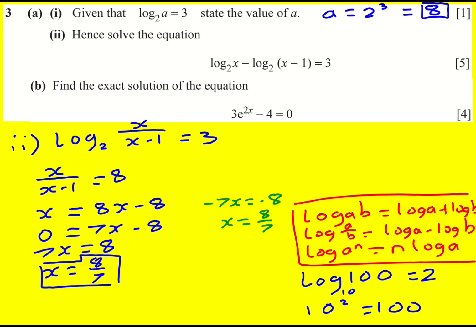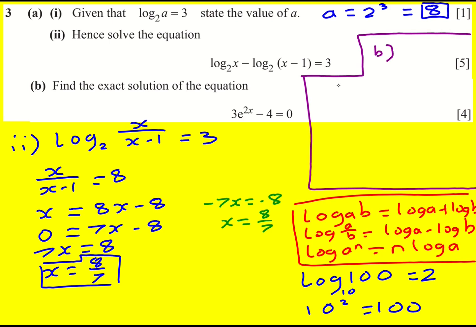Okay, one more question. So find the exact solution of 3e to the 2x minus 4 equals 0. I think I can just about fit it in here. Right, well, I can first of all write down that 3e to the 2x is going to be 4 by adding 4 onto both sides. So this is our goal. We don't want to try and take logs yet. We want to try and get e to the 2x by itself. Then we can take logs to undo the exponential. So I've added 4, now I'm going to divide through by 3.